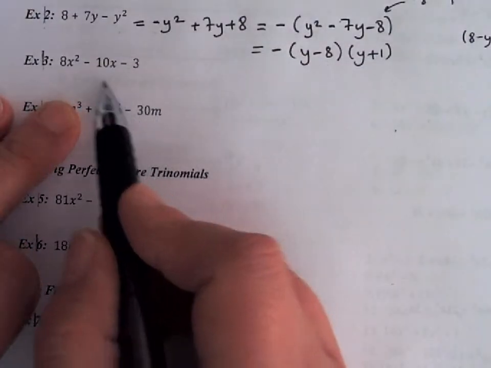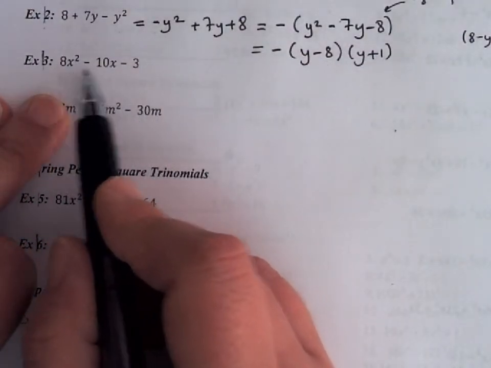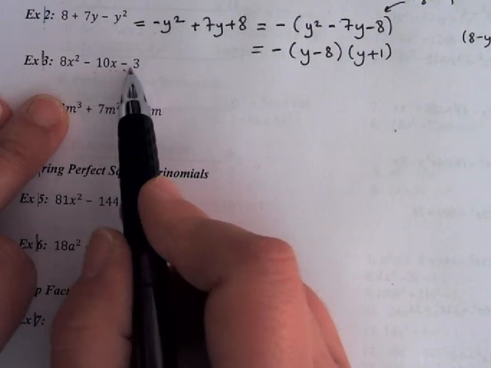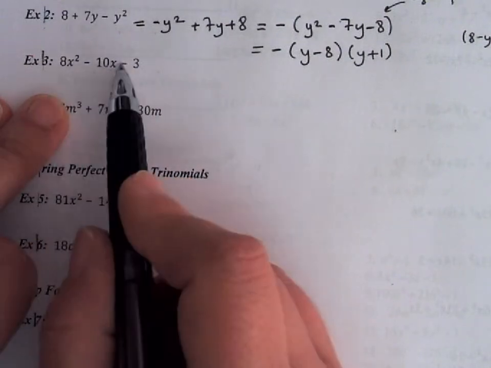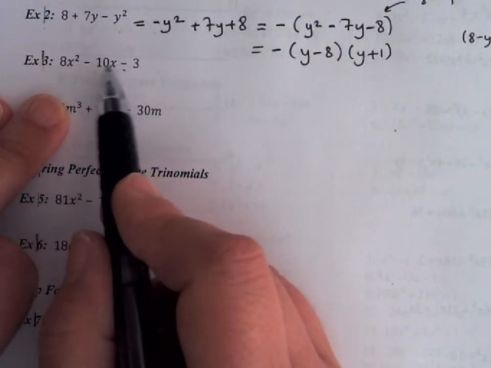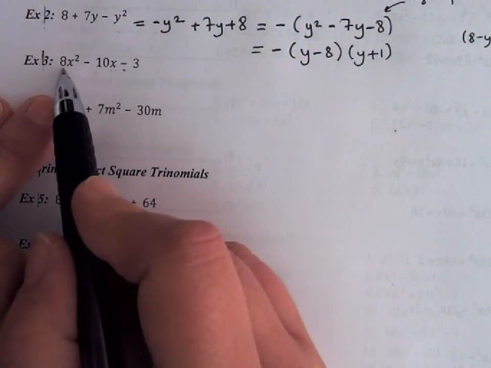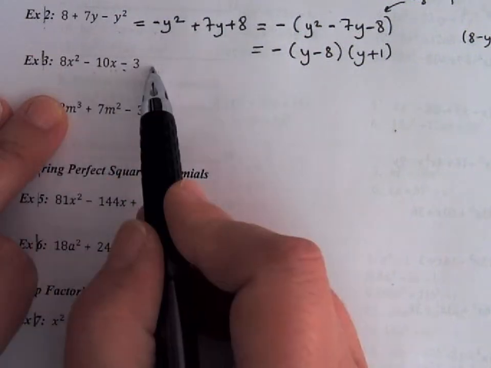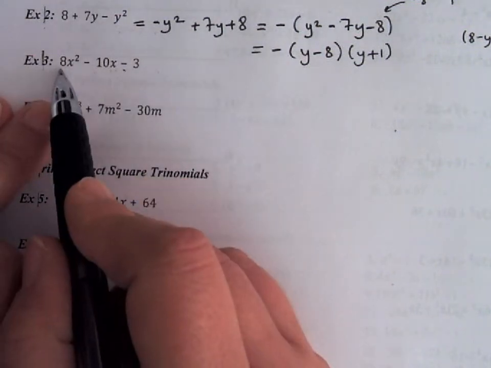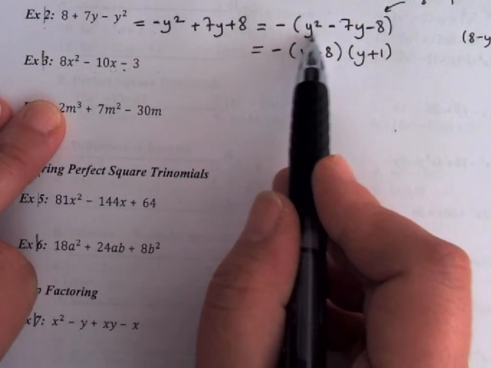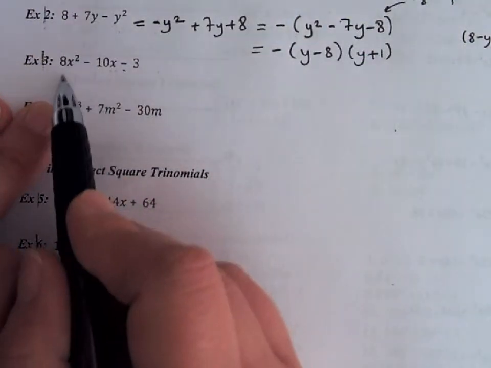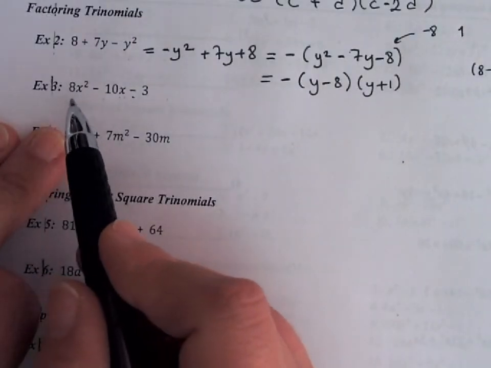Now, let's look at the next one. So we have 8x squared minus 10x minus 3. Check for the common factor. We don't have one, right? No common factor. Then it is in descending order, but the leading coefficient is not 1. The previous one was easier to factor, but now the leading coefficient is 8.